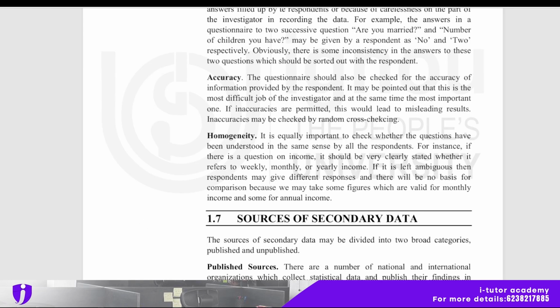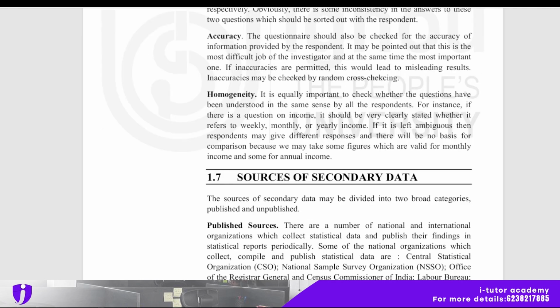And accuracy. The questionnaire should also be checked for the accuracy of information provided by the respondent. Homogeneity. It is equally important to check whether the questions have been understood in the same sense by all the respondents. For instance, if there is a question on income, it should be very clearly stated whether it refers to weekly, monthly or yearly income.